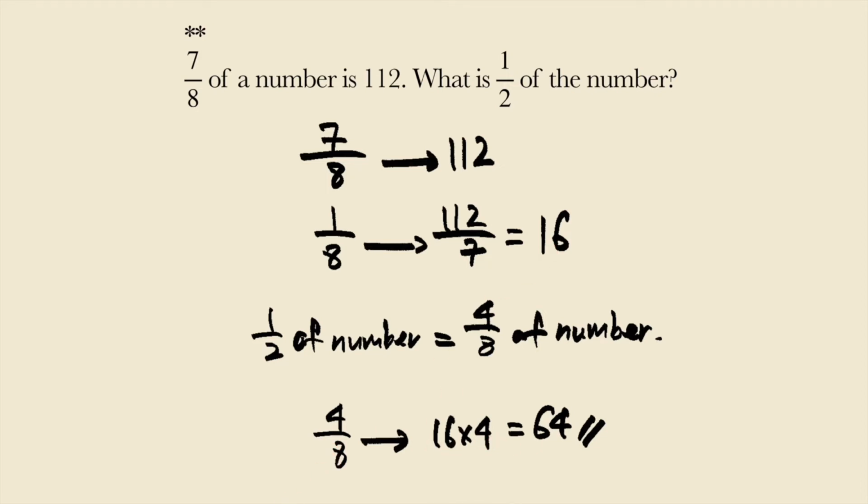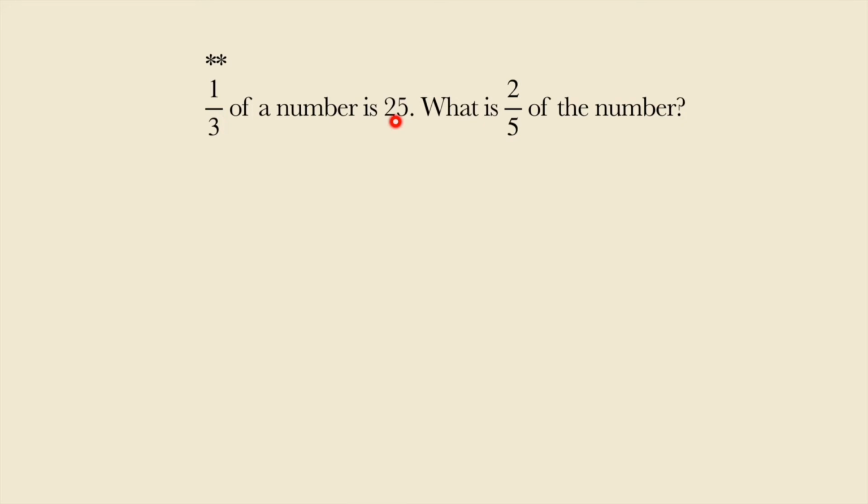The other method is to find the number itself. Okay, so you have 1/8 is 16, right? Find 8 units. You will get the number. And then take that number divided by 2. That's the slower way.